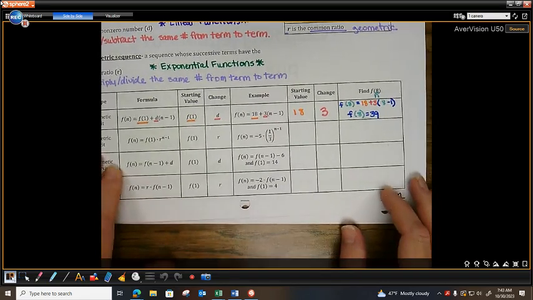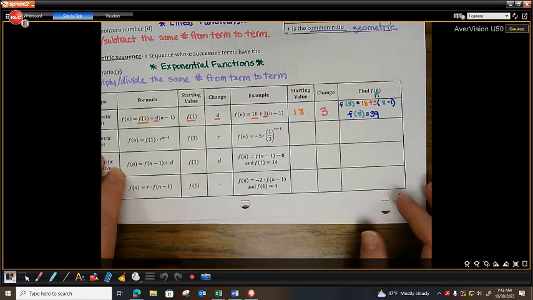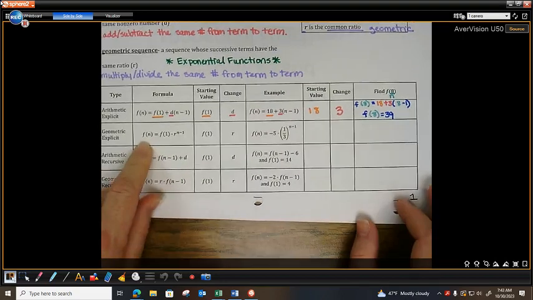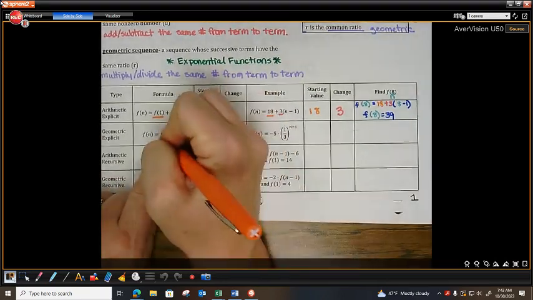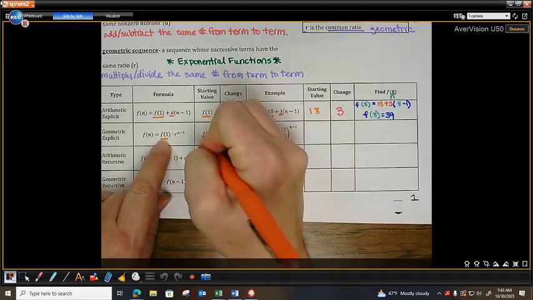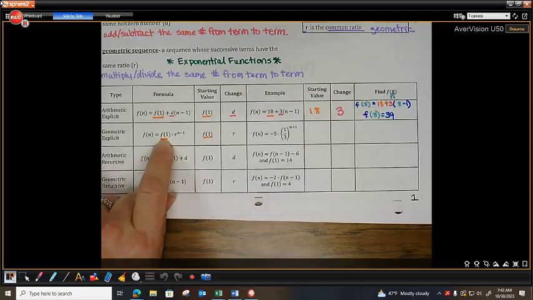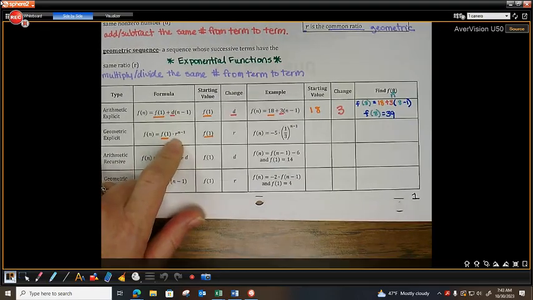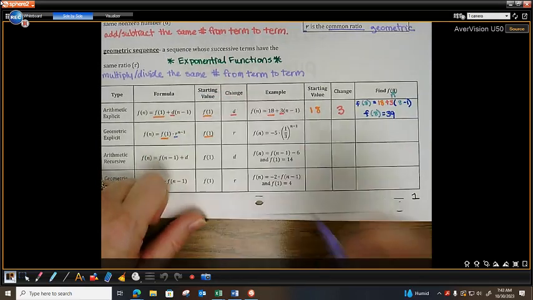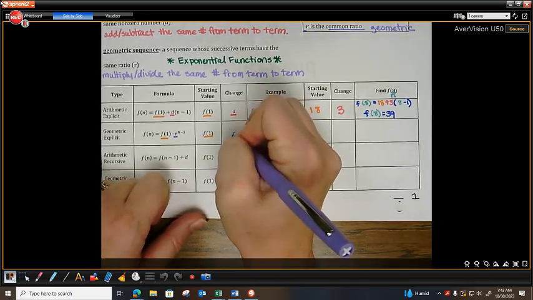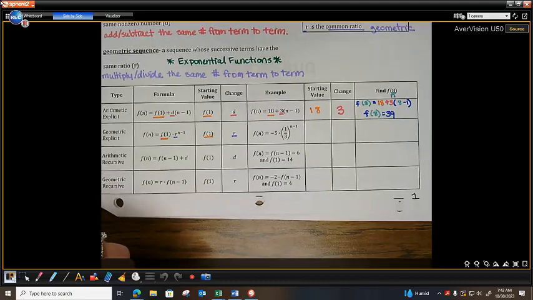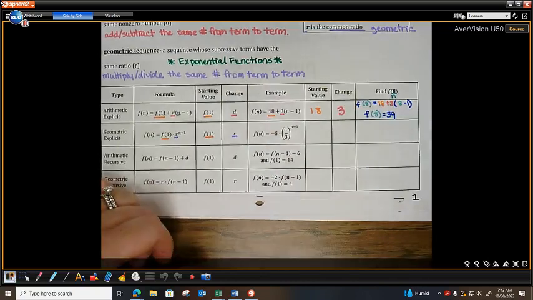Okay, next one is your geometric explicit formula. Okay, this is f of n equals f of 1. What's that f of 1 mean again? Your starting value, your first term's value, times r. What's r? The change. And it's what you are doing what? Multiplying or dividing. Okay? Again, if you're dividing, it's going to be represented as a fraction. Okay? And then raised to the n, your term number, minus 1.